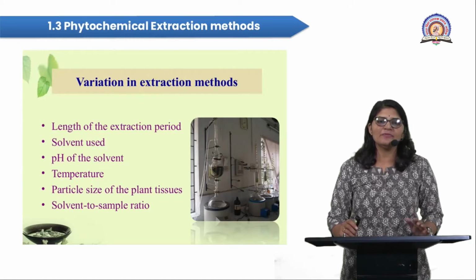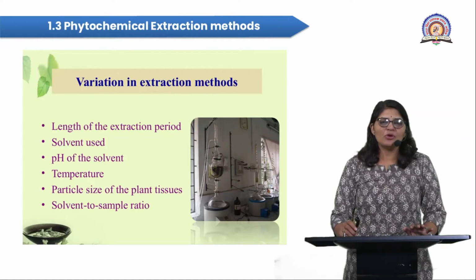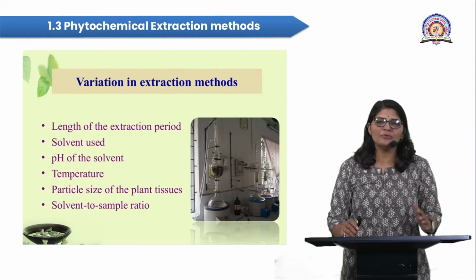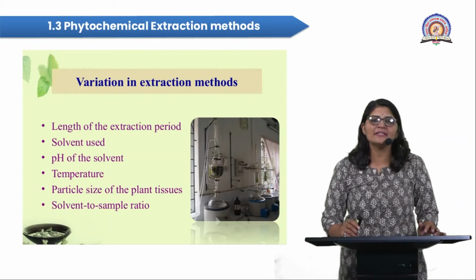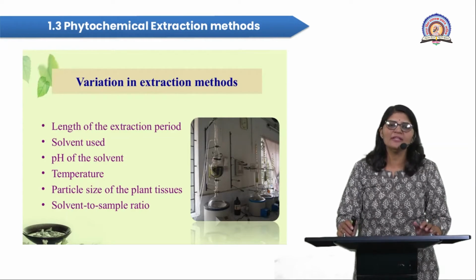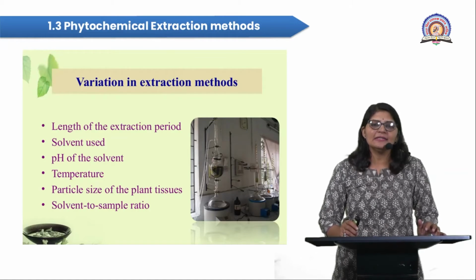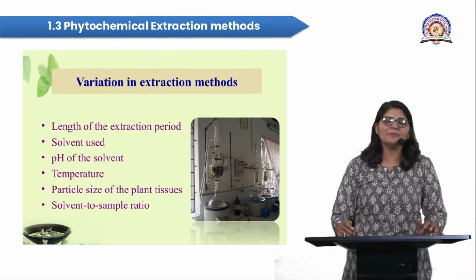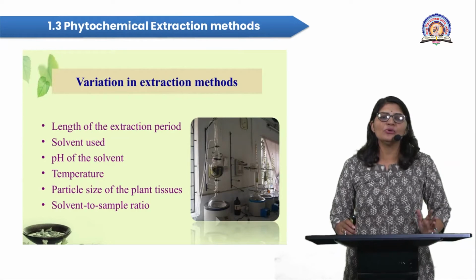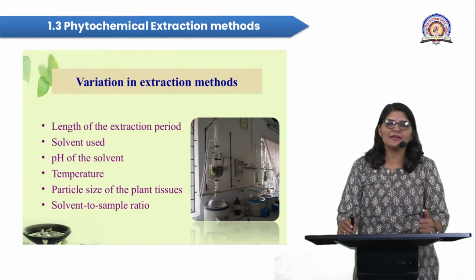A polar solvent is used for the extraction of polar phytochemical constituents. Then the pH of the solvent system, whether acidic pH, basic pH, or neutral pH. The pH range also affects the extraction method. Then temperature: different solvents have different boiling points. For example, the boiling point of water is 100 degrees Celsius, and ethanol, methanol, and petroleum ether have boiling points above 30. So the boiling point of the solvent is important, and temperature also plays an important role in the phytochemical extraction method.